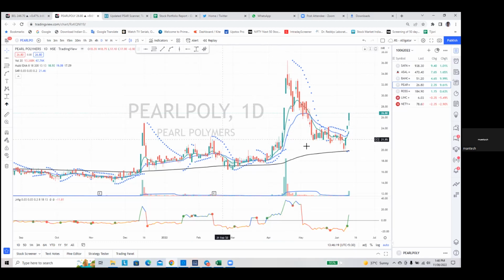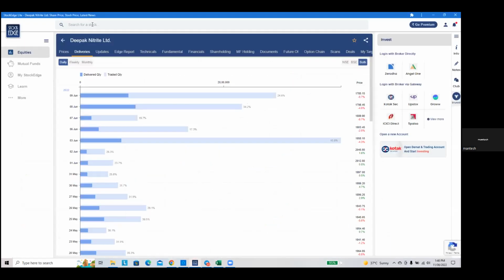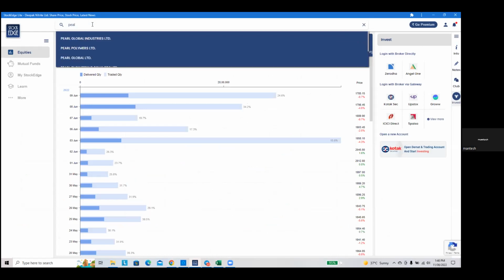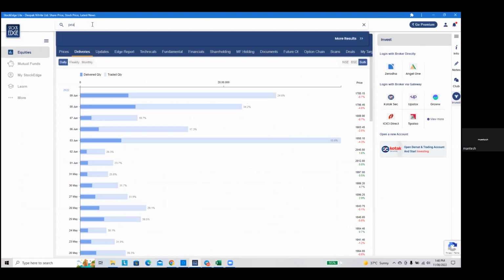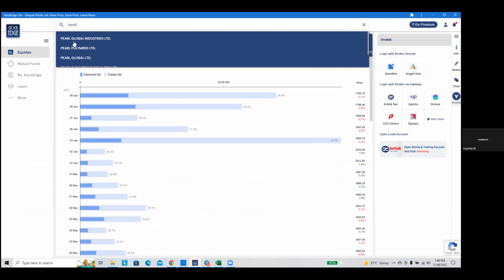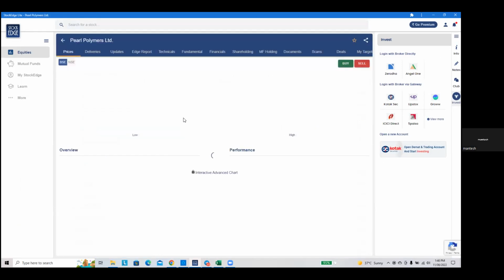Then just go to Stockage. Let's go and check this one in Stockage. Pearl Polymers. Can you see my Stockage screen, guys?